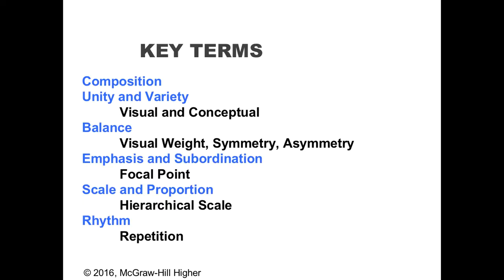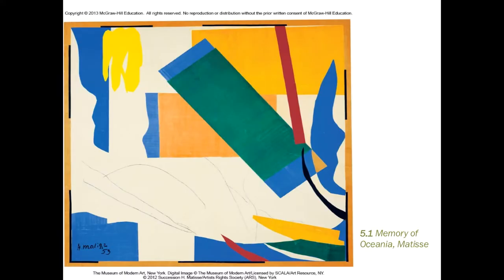Okay, so backtracking a little bit here: unity and variety, visual and conceptual unity and variety. Balance is visual weight, symmetry, and asymmetry. Emphasis and subordination includes the focal point, scale and proportion. Hierarchical scale is part of that, and rhythm has repetition. Okay, our first piece we're going to look at is Oceania from Matisse.